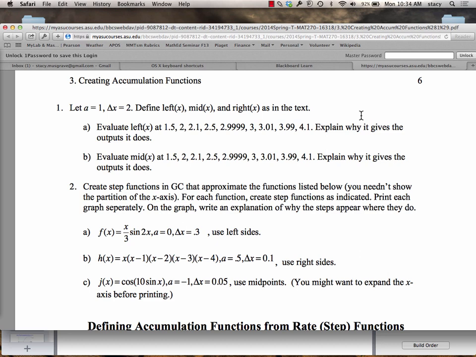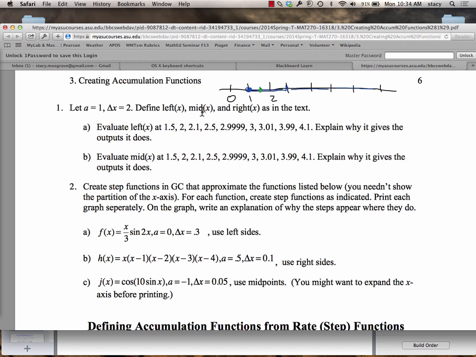So if I've got, as I do in this scenario, a is 1 and delta x is 2, I could imagine drawing a number line. I'll start 0, 1, 2. I start my partition at 1, and then my intervals have length 2. So from 1 to 3 is one interval, and then from 3 to 5 is the next interval, and from 5 to 7 is the next interval.